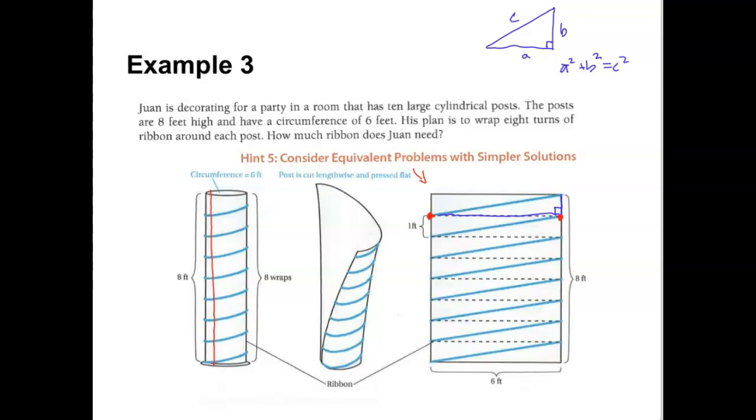We know that each one will have one of the legs as 1 foot. And we know that because we know the total height of the post is 8 feet, and we need 8 turns of ribbon. So we need 1 foot between each turn, right? So that makes this leg 1 foot. We also know the other leg because we know the circumference is 6 feet. So when we lay it flat, that base should be 6 feet wide.